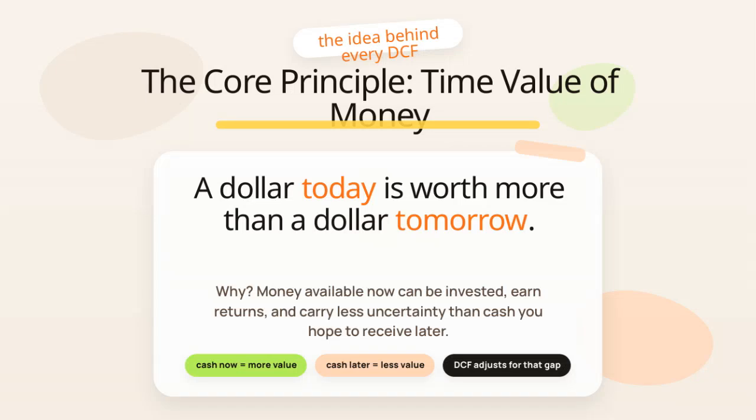The core principle behind the discounted cash flow, or DCF, method is the time value of money. Simply put, a dollar today is worth more than a dollar tomorrow. Why is that? Because money you have right now can be invested to earn returns, and it comes with less uncertainty compared to cash you expect to receive in the future. So, cash in hand today holds more value, while cash received later is worth less. The DCF method accounts for this difference by adjusting future cash flows back to their present value, giving us a more accurate assessment of worth.